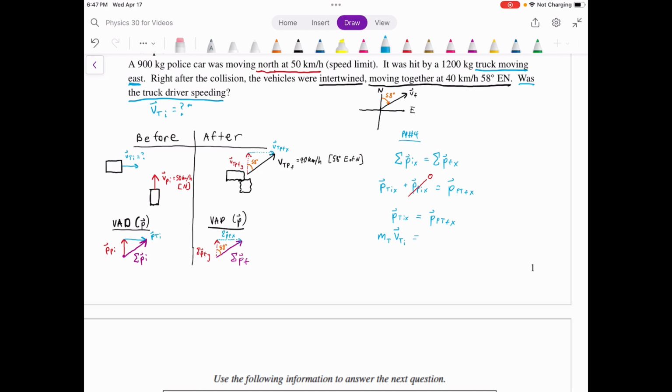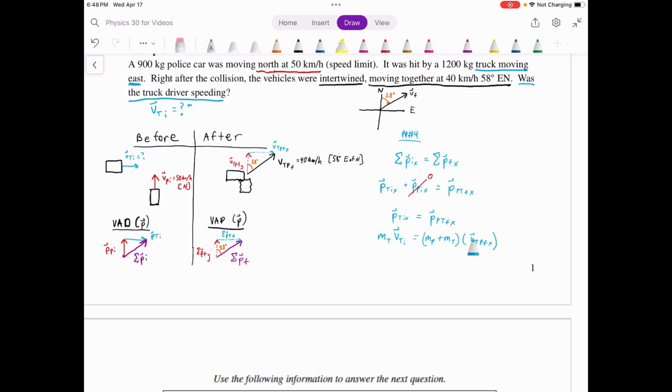Now finally, different story. So what's the momentum of the police truck system final? Well, it's the mass of the police car plus the mass of the truck, and its momentum will be that mass times the x component of its velocity, right? To get the x component of this momentum, we need to multiply by the x component of that velocity. So v truck police final x.